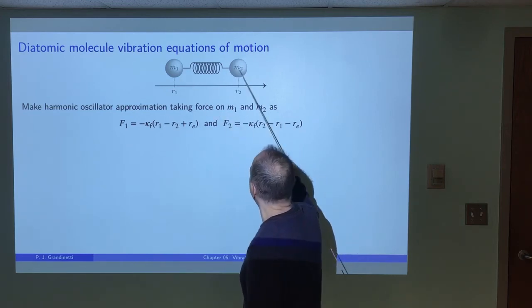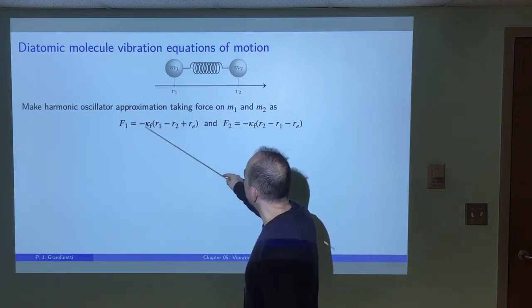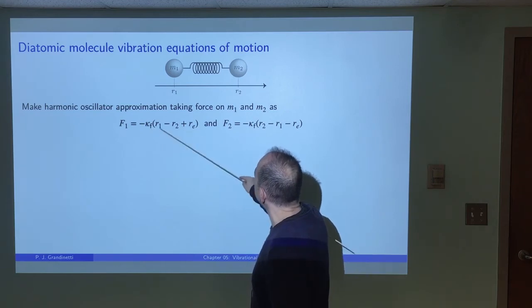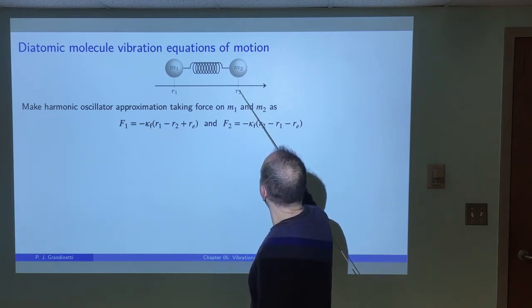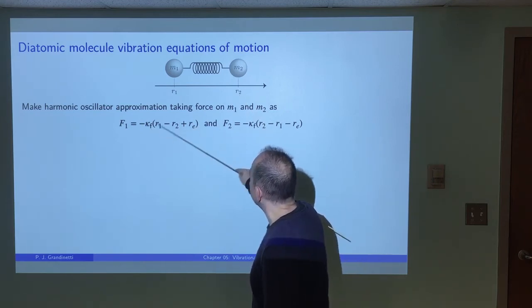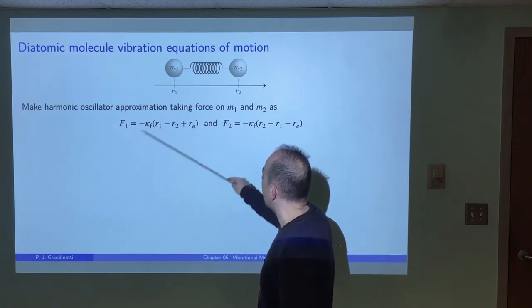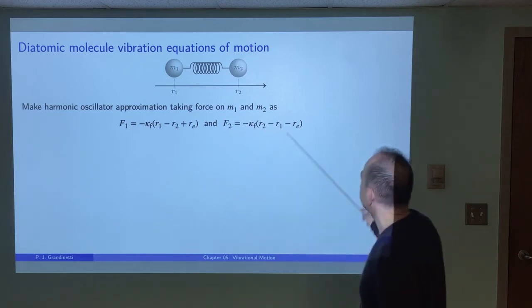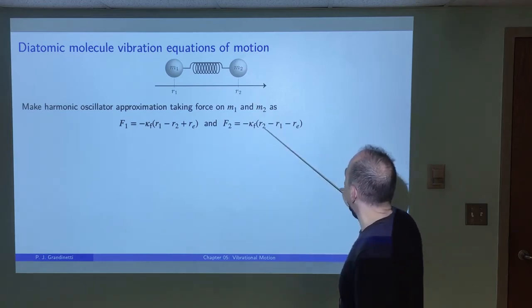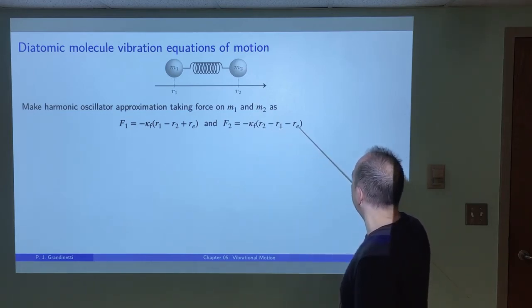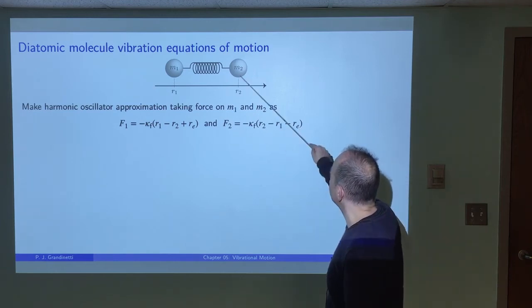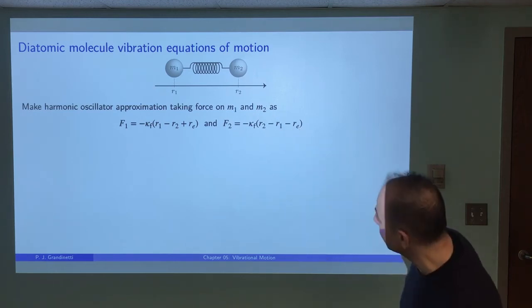So here's mass 1 and mass 2. For mass 1, the restoring force will be minus k_f times the difference between R1 and R2 plus R_e. This is the term that multiplies to tell us how big that force is. Similarly over here, for mass 2, it's going to be R2 minus R1 minus R_e, and this will give us the restoring force acting on that mass.